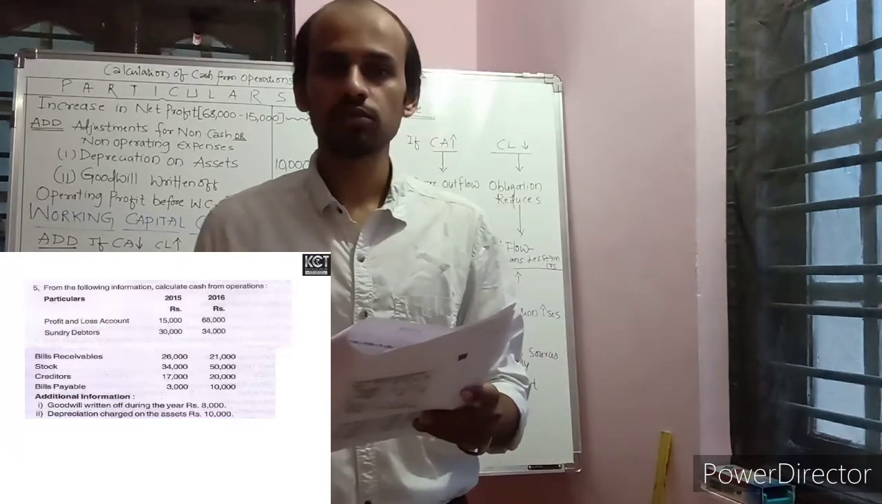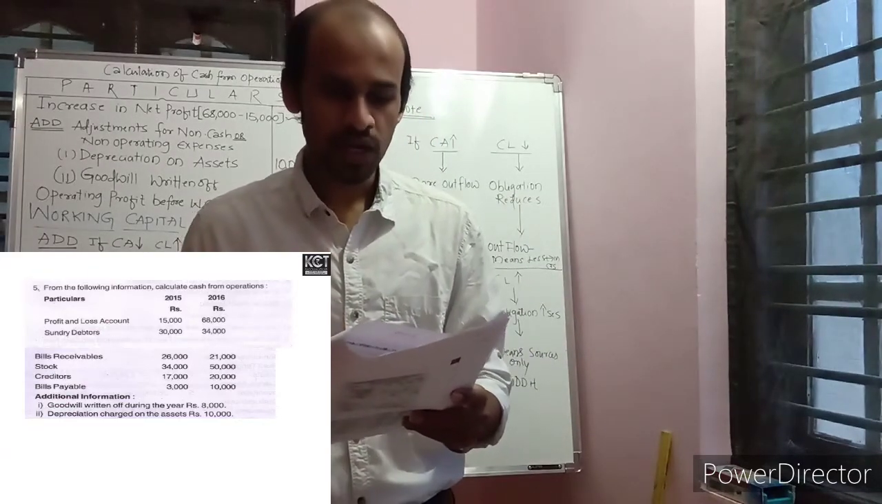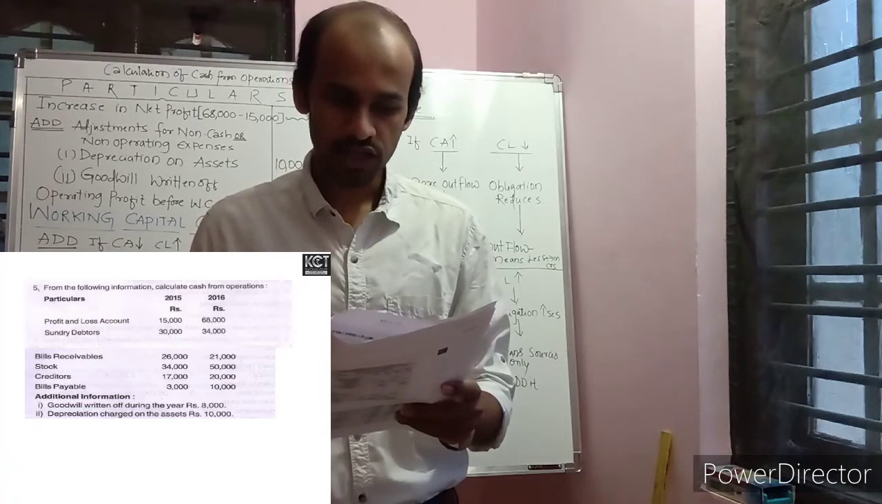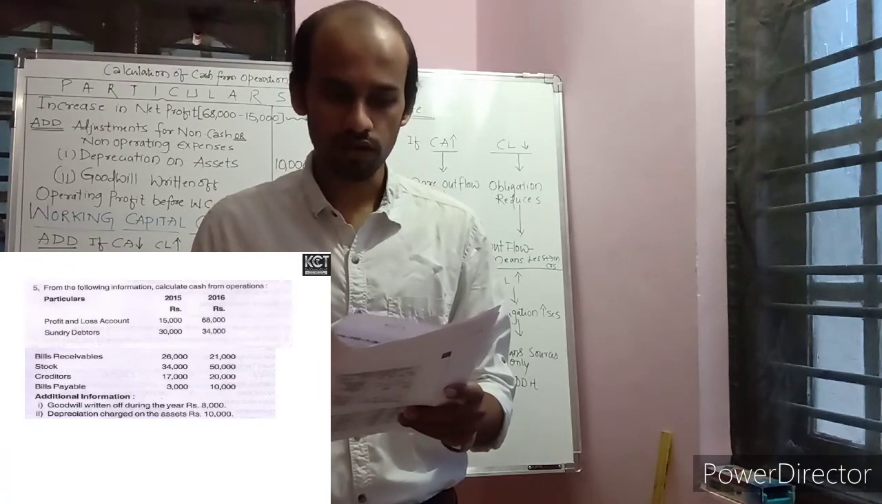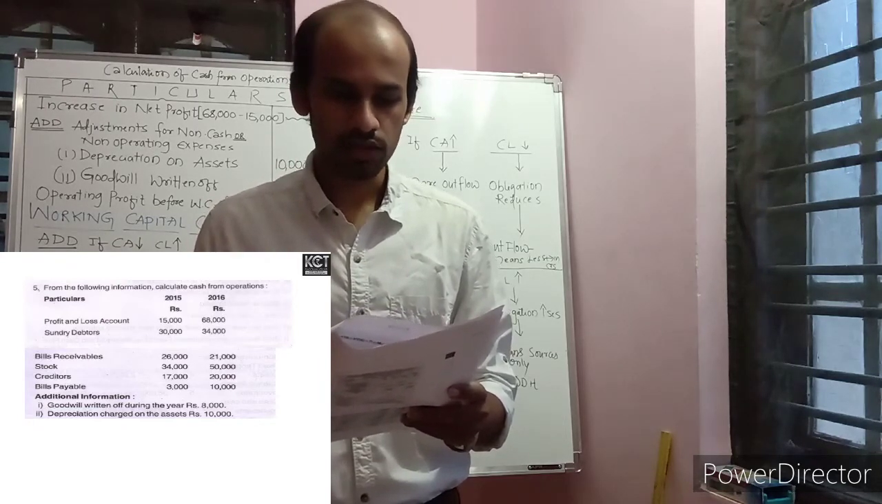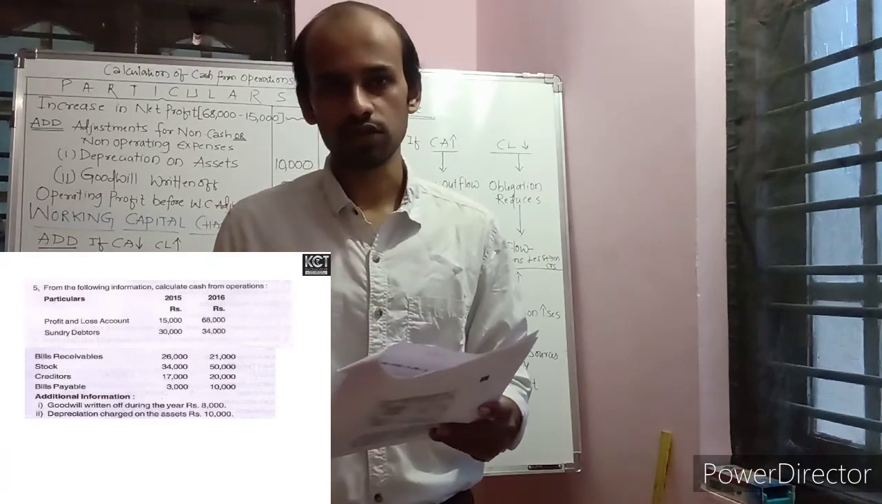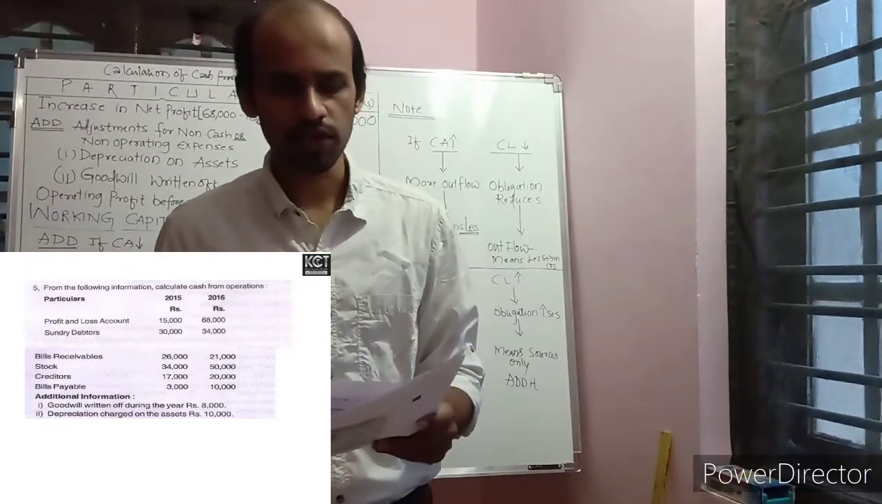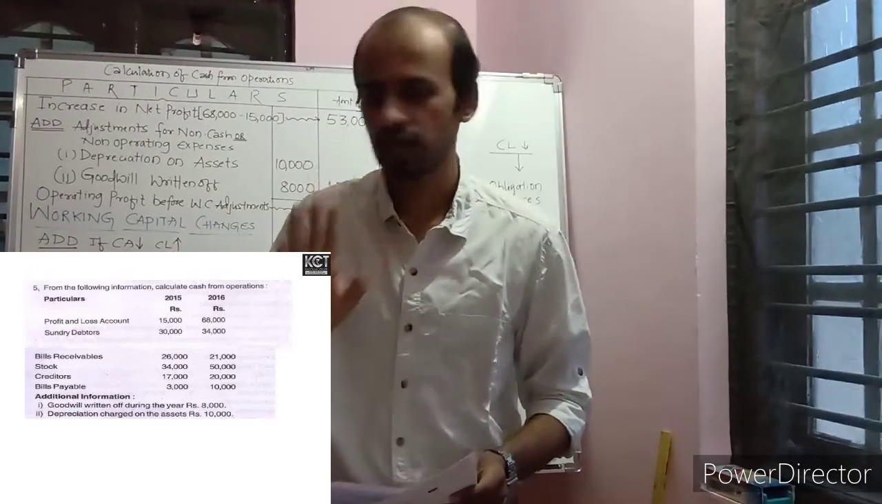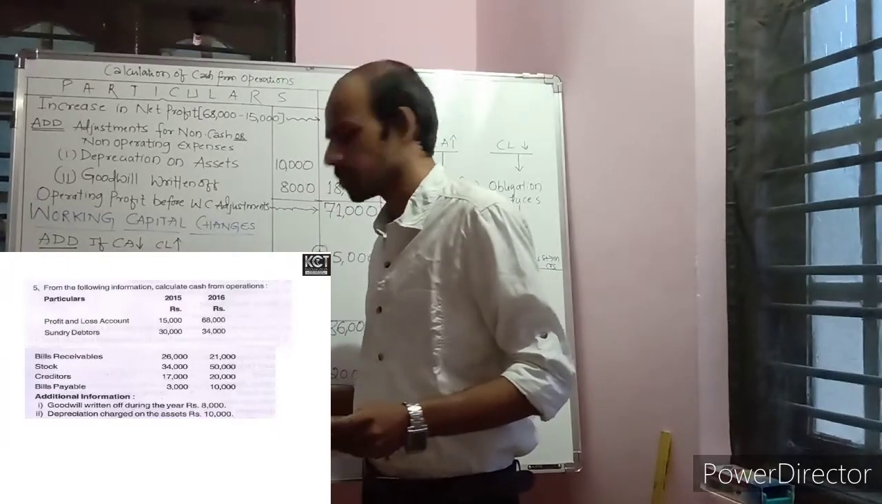And they have given some additional information. First, goodwill written off during the year is 8,000, and depreciation charged on assets is 10,000. So this is the given information. By using this information we need to find the cash from operations.